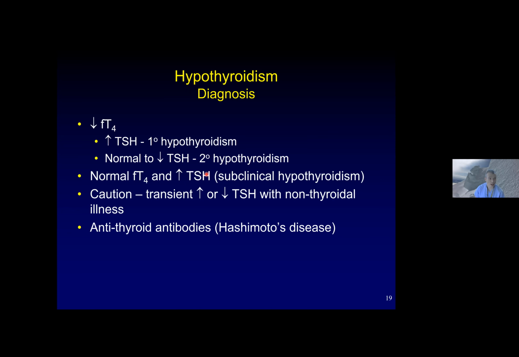Sometimes we can order antithyroid antibodies that could help in the diagnosis of Hashimoto's disease, for instance, which is one of the most common forms of hypothyroidism, an autoimmune thyroid disease. Because if you have some abnormalities and then the patient has antithyroid antibodies, then your suspicion for a true thyroid disease is higher.